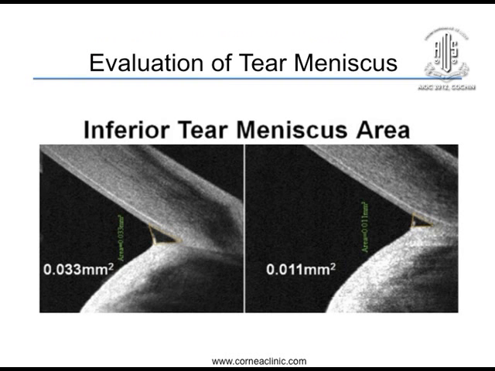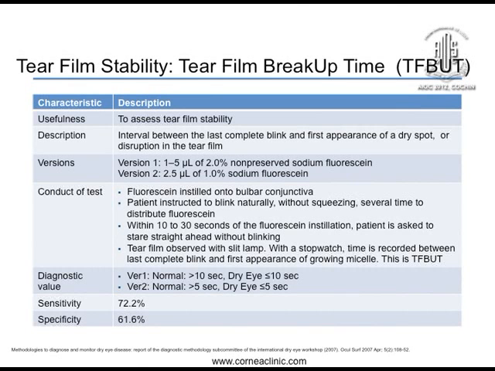The other thing that you can do, which is done on an OCT, is to look at the tear film meniscus, and we know that the normal meniscus is greater than 0.035, and in dry eye, this meniscus reduces, and that can also give you some grading about the severity of the dry eye.